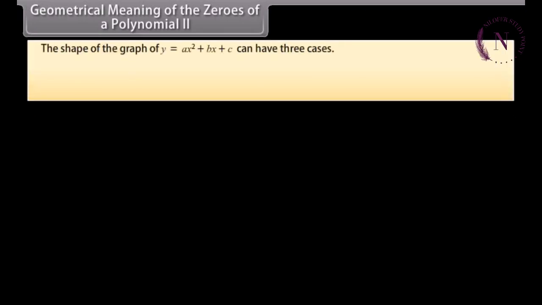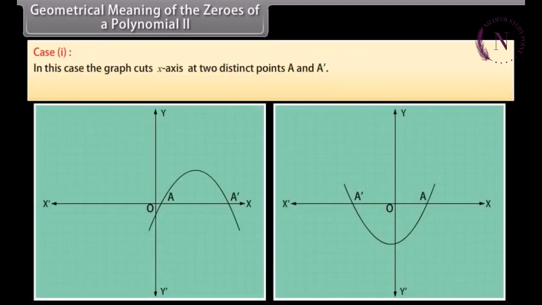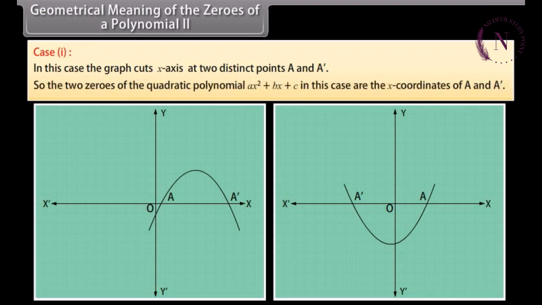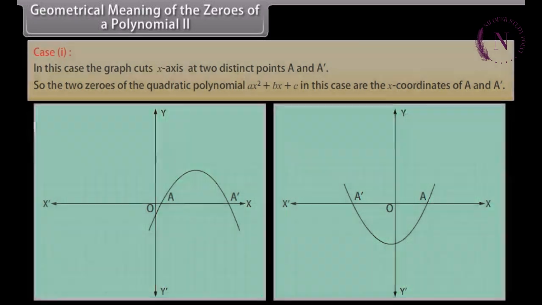Geometrical meaning of the zeros of a polynomial 2. The shape of the graph of y = ax² + bx + c can have 3 cases. Let's discuss them one by one. Case 1. In this case, the graph cuts the x-axis at 2 distinct points, A and A bar. So the 2 zeros of the quadratic polynomial ax² + bx + c in this case are the x-coordinates of A and A bar.